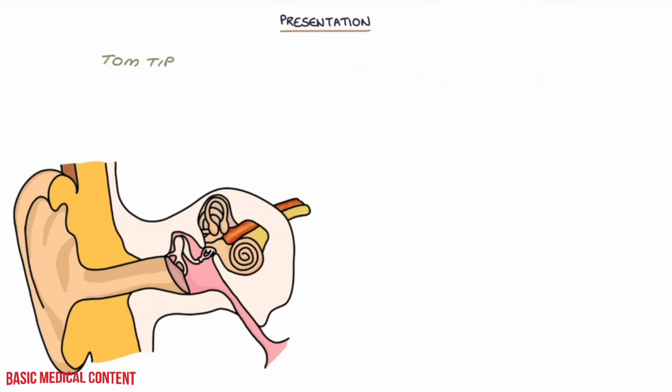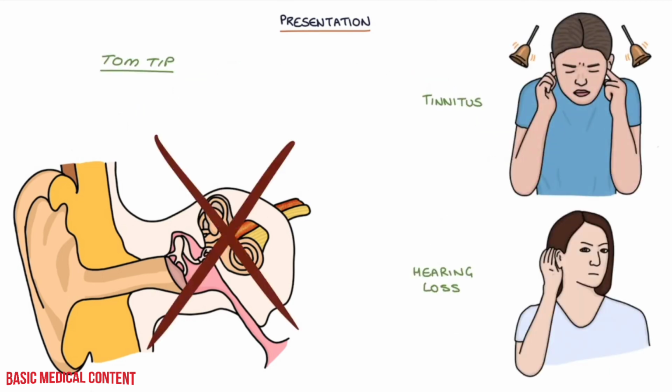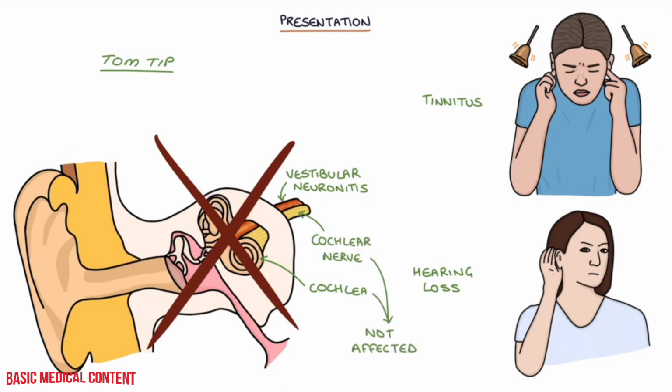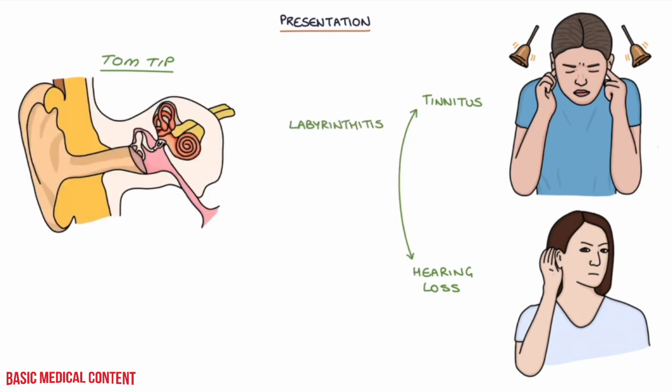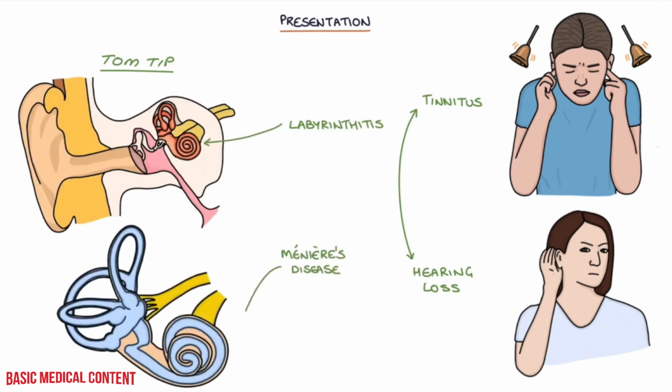A top tip for you: tinnitus and hearing loss are not features of vestibular neuronitis, as the cochlea and the cochlear nerve are not affected. If tinnitus and hearing loss are also present, consider labyrinthitis or Meniere's disease as a differential diagnosis. One easy way to remember the difference between labyrinthitis and neuronitis is that labyrinthitis starts with an L for loss of hearing, and neuronitis starts with an N for no loss of hearing.